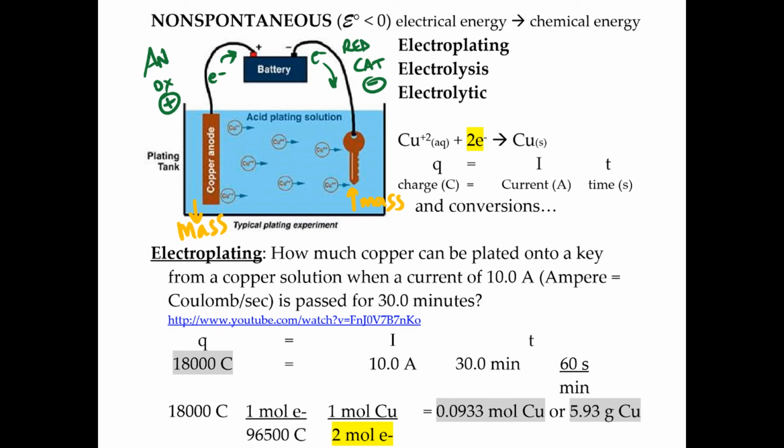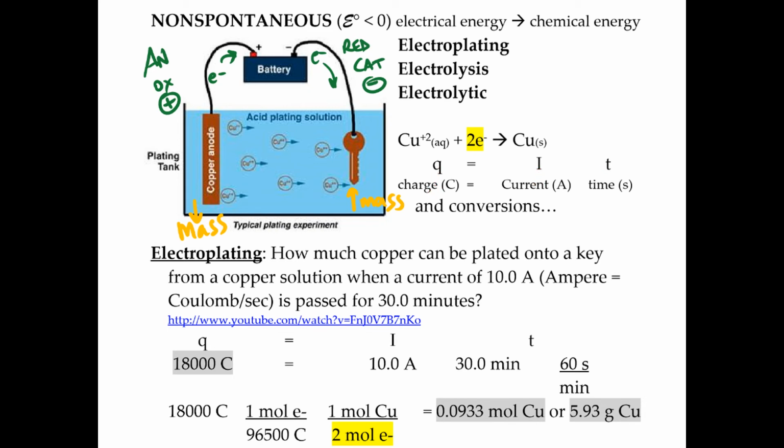All right, now let's get more quantitative with this. If you want to know how much copper can be plated onto this key from a copper solution with this current and this time, you're going to use an equation that we call QUIT. Q equals IT. Q is the total charge in coulombs, I is the current, T is the time.